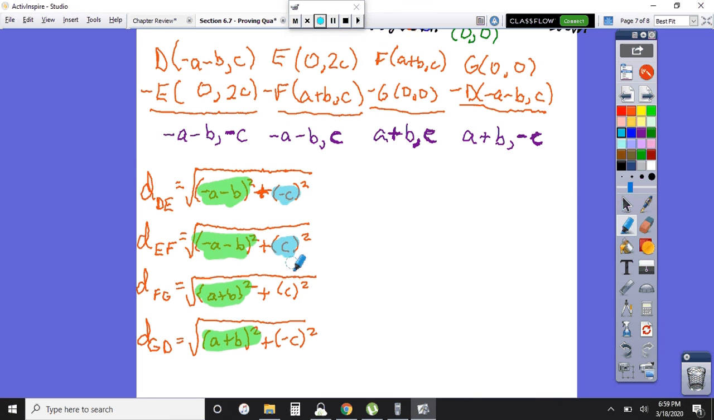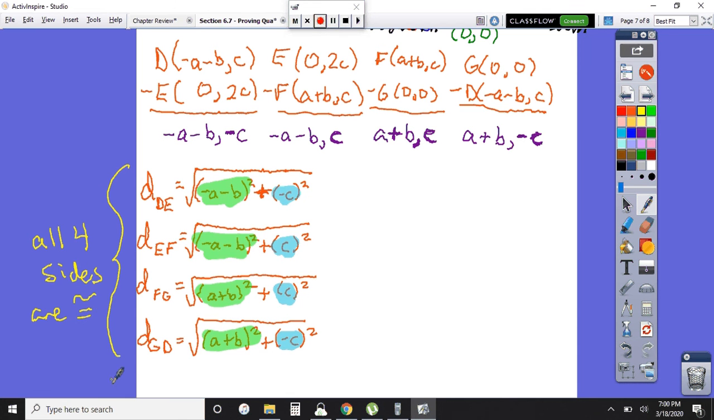And all of these other pieces, even though I have some positive, some negative, when I square them, they're all going to be positive. So this is showing me right here that all four of these, oh here, let me do it on the other side. Do it in yellow. There we go. That all four sides are congruent. Perfect. Now, let's start looking at the slopes.